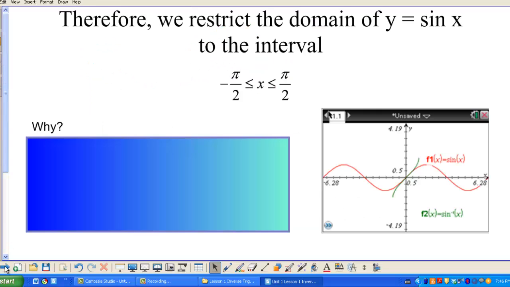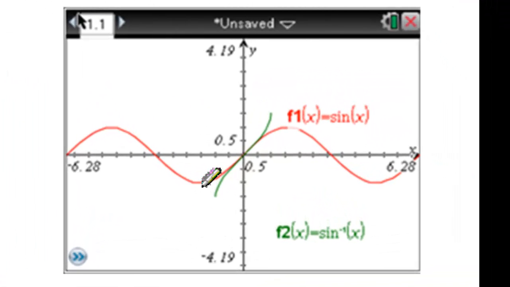So what's the fix here? We have to restrict the domain of the sine curve to the interval negative pi over 2 to pi over 2. We chop off almost the entire sine curve except the piece that starts here at negative pi over 2 and ends up here at positive pi over 2.